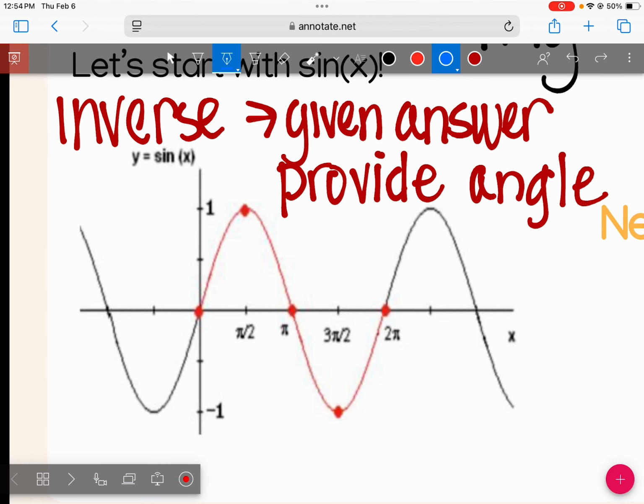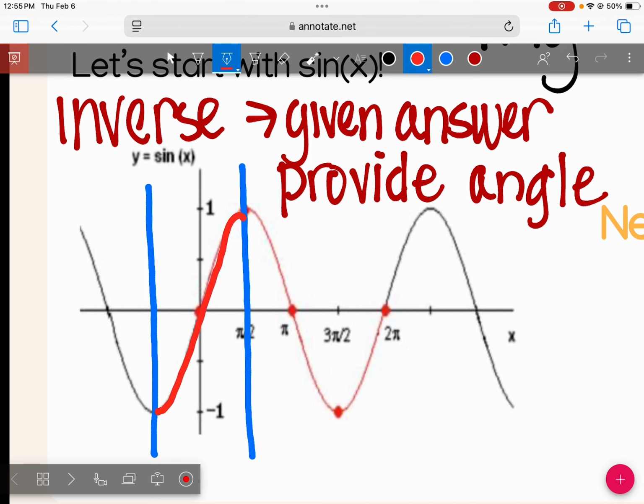So because of that, we need to take only a piece of the sine wave. And the piece that we're going to emphasize is between here and here. That little piece, okay? Because if you look at this little piece of the sine wave from here to here, can you see how that piece is a function and it's also one-to-one?